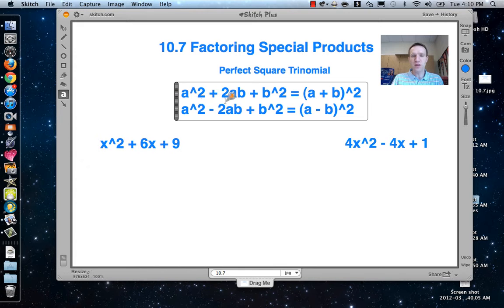This says a squared plus 2ab plus b squared equals a plus b squared. Or we have a squared minus 2ab plus b squared equals a minus b squared. We have worked with something like this before. We've gone from taking it in this format and multiplying them out, factoring or foiling them to an answer that looks something like this.